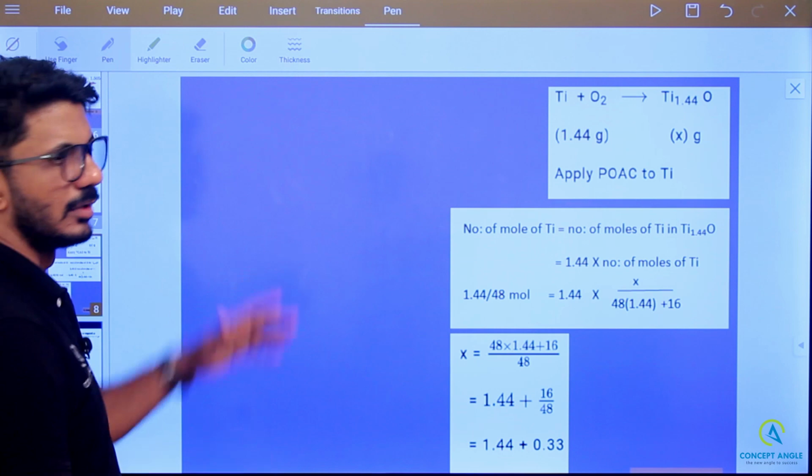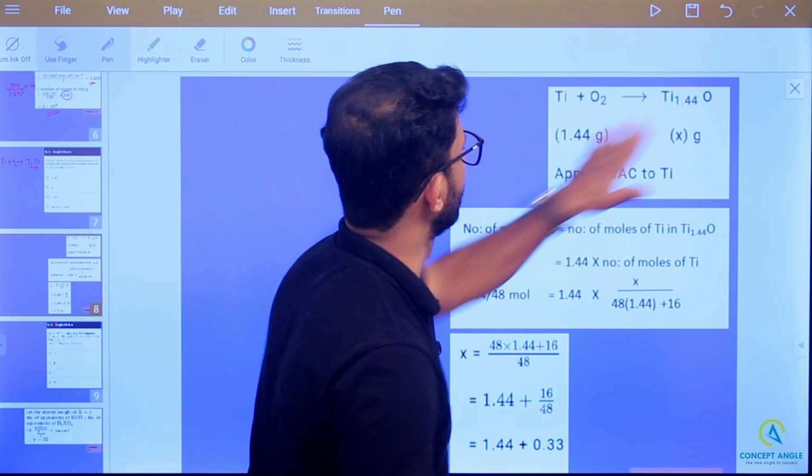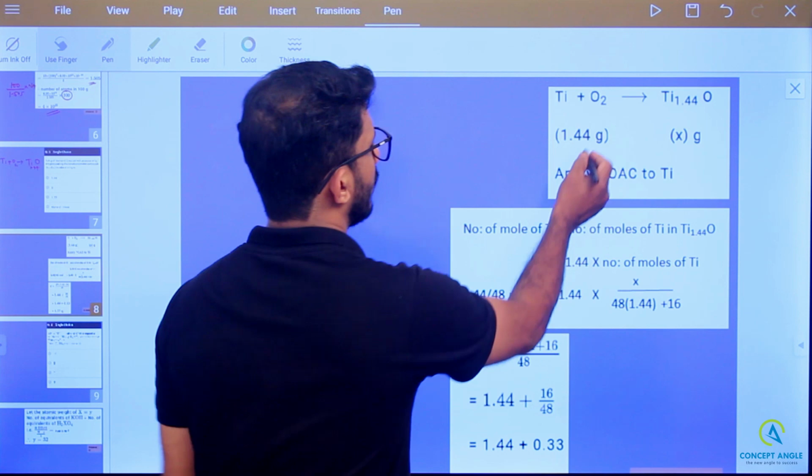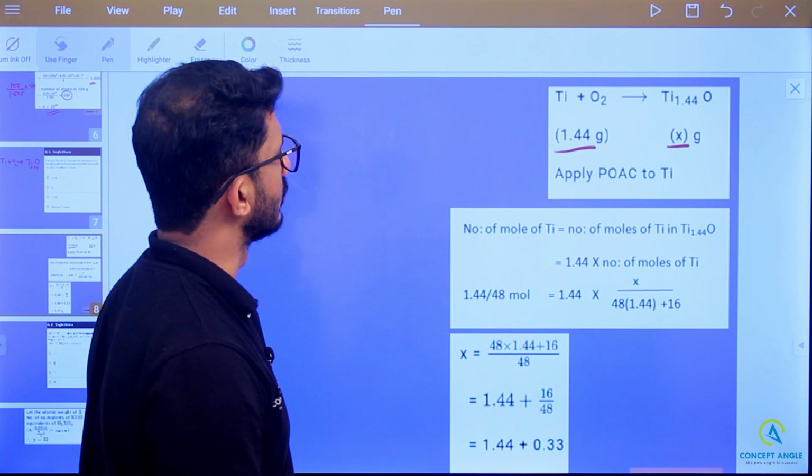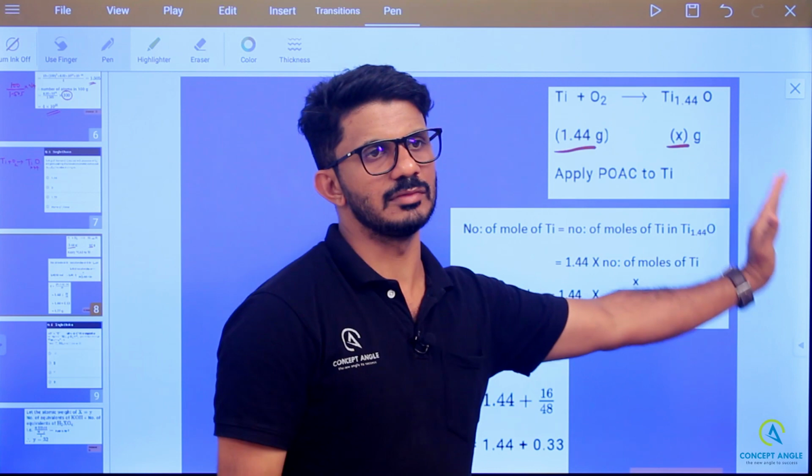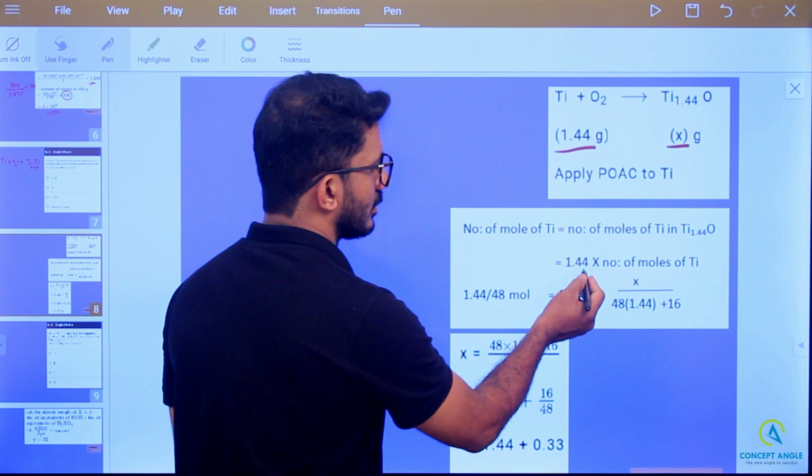നേരത്തെ പറഞ്ഞ പ്രിൻസിപ്പിൾ ഓഫ് ആറ്റം കൺസർവേഷൻ നമ്മളിവിടെ ജസ്റ്റ് അപ്ലൈ ചെയ്തിരിക്കുകയാണ്. ആൻഡ് ദിസ് ഇസ് ദ കെമിക്കൽ റിയാക്ഷൻ. ടൈറ്റാനിയം പ്ലസ് ഓക്സിജൻ ഗിവ്സ് ടൈറ്റാനിയം 1.44 ഓക്സിജൻ. ദിസ് ഇസ് ഗിവൺ 1.44 ഗ്രാം ആൻഡ് ദിസ് ഇസ് ടേക്കൺ x ഗ്രാം ആൻഡ് വി ആർ അപ്ലൈയിങ് പ്രിൻസിപ്പിൾ ഓഫ് ആറ്റം കൺസർവേഷൻ. Number of moles of titanium in the reactant is equal to number of moles of titanium in the compound product. Okay, titanium 1.44. അപ്പോൾ ഇവിടെ നമ്മൾ നേരത്തെ എന്താ ചെയ്തിരുന്നത്?